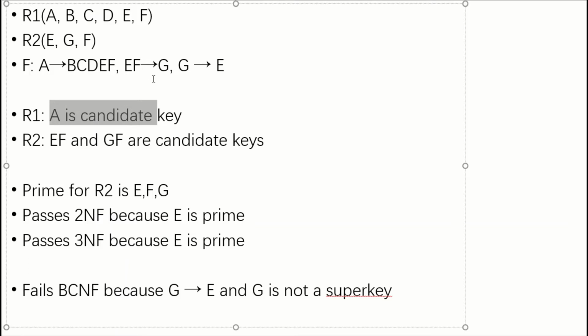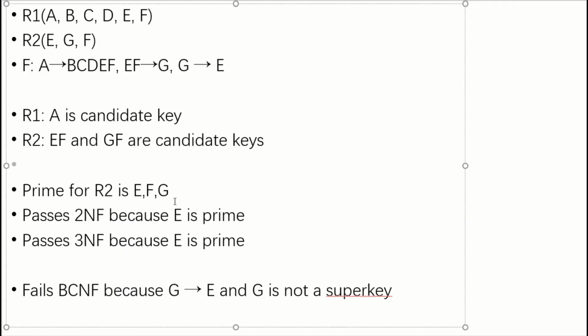For R2, F is missing from the right hand side, and so we have to find the closure of F. The closure of F is F itself, so we have to expand on that. We try with EF. We find that the closure of EF is equal to EF and G, which is the entire table of R2, and so EF is a candidate key. Next, we try FG. FG implies FG and E, which is also all the attributes of table 2, and so EF and GF are both candidate keys. So the prime attributes for table 2 are E, F, and G, and there are no non-prime attributes.